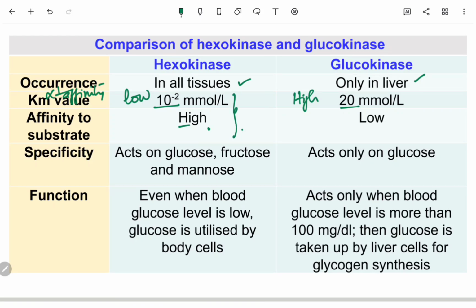Now here you can see glucokinase, the Km value is high, so the affinity towards the substrate will be low. So it acts only when the blood glucose level is high. If it is more than 100 milligram per deciliter, then the glucose is taken up by the liver cells for glycogen synthesis. So that is the importance of Km value and affinity in case of the glucokinase enzyme. And for specificity, hexokinase acts on glucose, fructose and mannose, but glucokinase acts only on glucose. The functions we have already discussed.